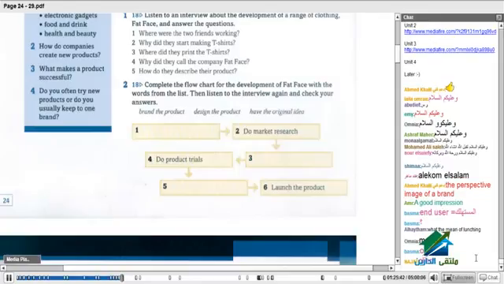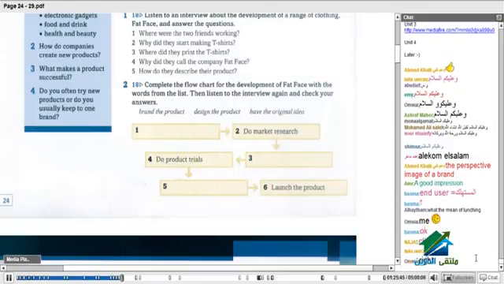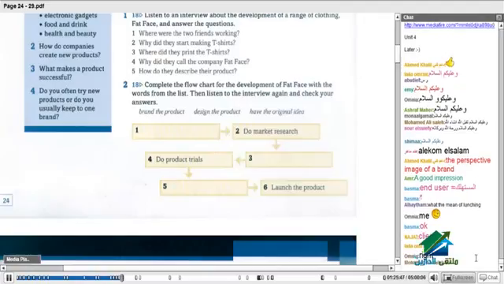Let's read, or let's have the part of listening.